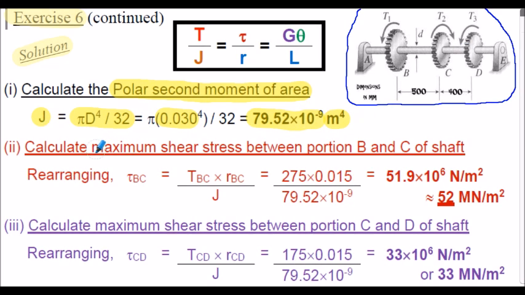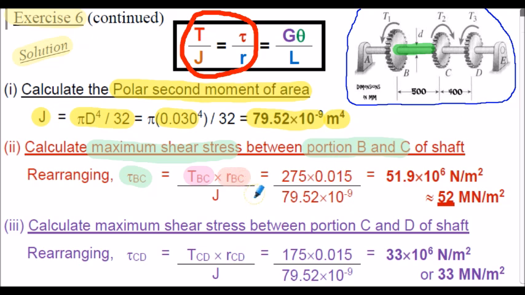Next, we're going to calculate the maximum shear stress between portions B and C on the shaft. So this portion of the shaft. And to do that, we'll use these two parts of the torsion formula. So rearranging for the shear stress, so that's the torque between section BC multiplied by the radius of the shaft divided by the polar second moment of area. Inserting the values, the torsional shear stress between section BC is 51.9 times 10 to the 6 newtons per meter squared, or approximately 52 meganewtons per meter squared.